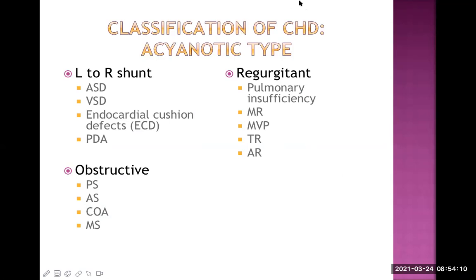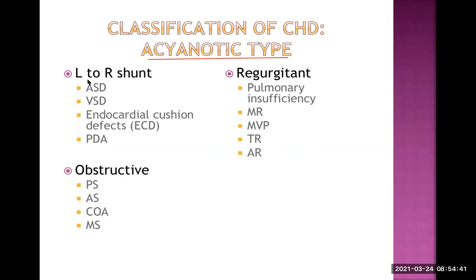Now, congenital heart disease are roughly classified into two types: acyanotic and cyanotic type. Acyanotic type means there is no cyanosis at the time of presentation, but later on cyanosis may develop there. That is known as Eisenmenger syndrome. Whereas in case of cyanotic congenital heart disease, the baby presents quite early with cyanosis.